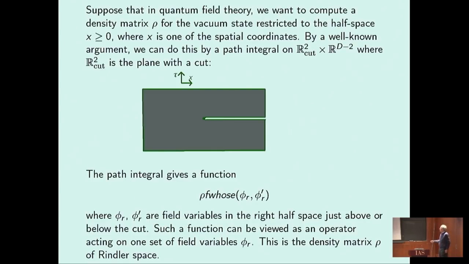And you compute the path integral on this cut space. And it produces a function of two sets of field variables. One is just below the cut, and one is just above the cut. The path integral gives a function, slight misprint here. The function depends on two sets of field variables, phi r and phi r prime, which are field variables just above or below the cut. And a function of a pair of variables in general can be viewed as a matrix acting on just one set of the variables. So this is the density matrix rho of Rindler space. This funny thing was probably meant to be rho.